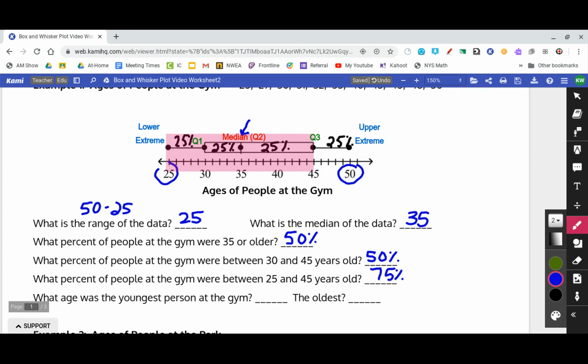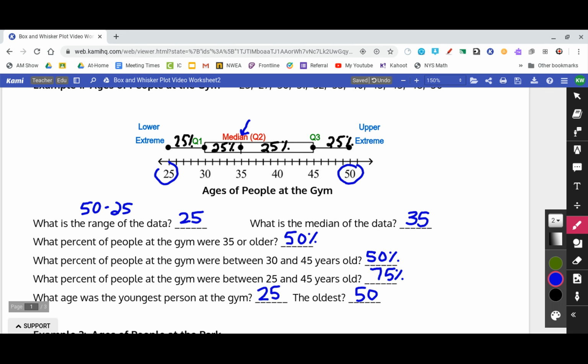What age was the youngest person at the gym? So basically what they're asking there is what was the lower extreme? And we know the lower extreme is 25 because it's our lowest data point. And who was the oldest person at the gym? It would be our upper extreme, which is 50.